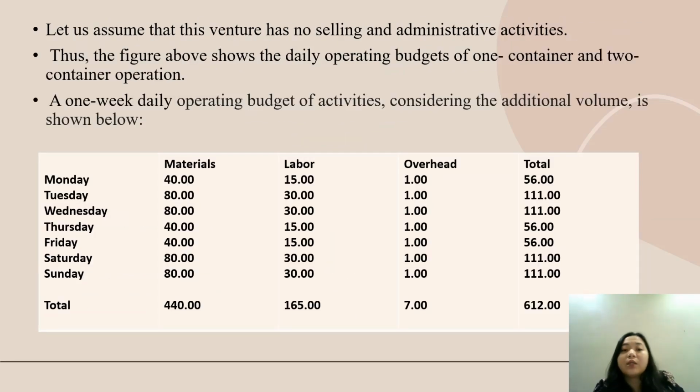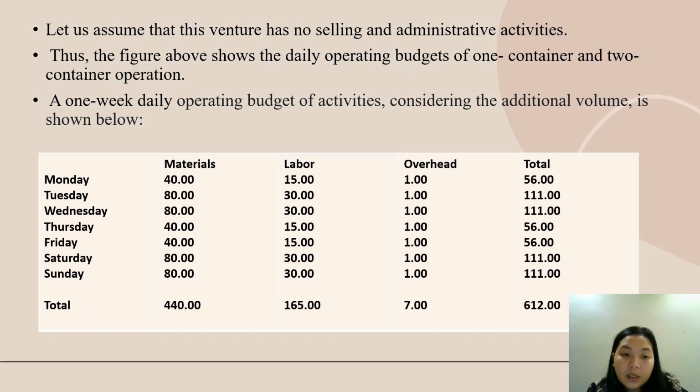Let us assume that this venture has no selling and administrative activities. Thus, the figure above shows the daily operating budgets of one container and two container operation. A 1 week daily operating budget of activities considering the additional volume is shown below. So you can see it there.